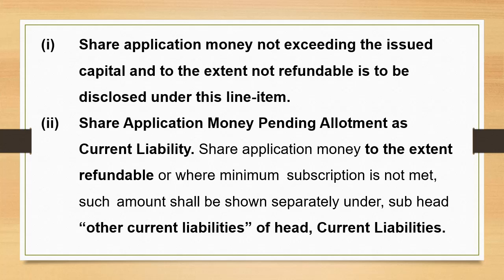So there are 2 ways to show SAMPA. First one, the SAMPA main head has to have the amount equivalent to that for which the shares are to be issued. And second, the amount which is refundable will be shown under the head current liabilities, subhead other current liabilities. I'm sure we have learned something over here.